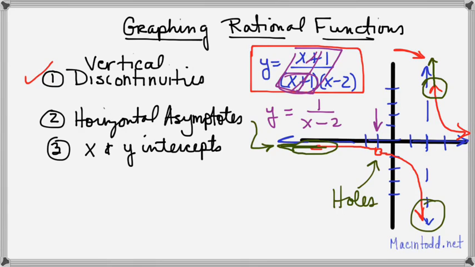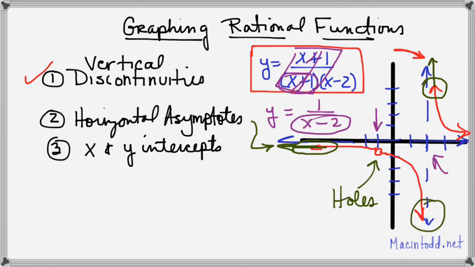The vertical asymptote we get by looking at what's left over in our denominator. In this case, 2 would make this denominator 0, so we have a vertical asymptote at x equals 2, and that's why we have that dotted line going vertical right there.